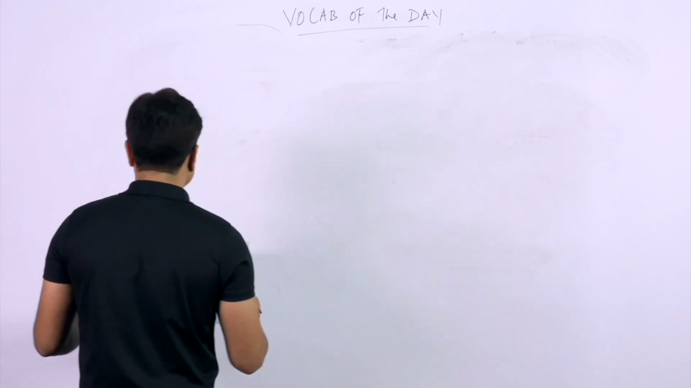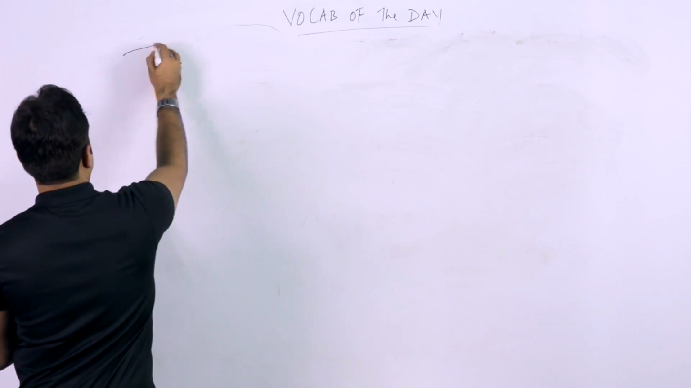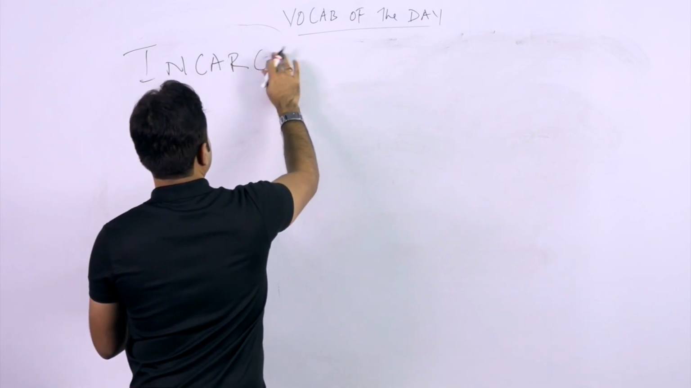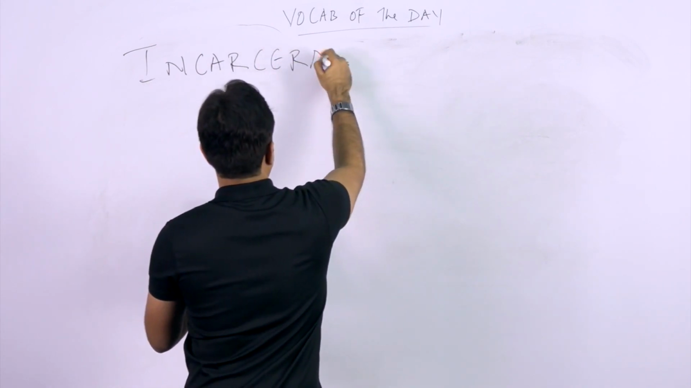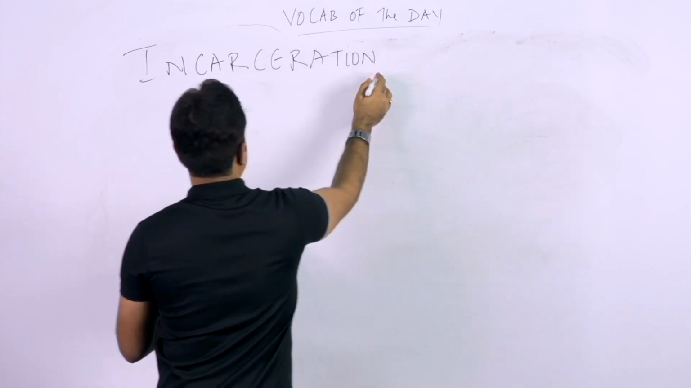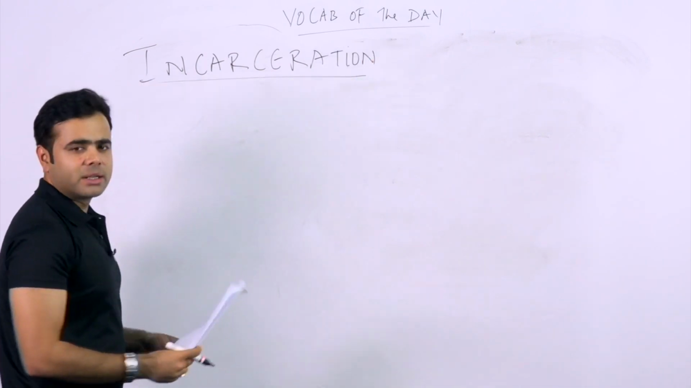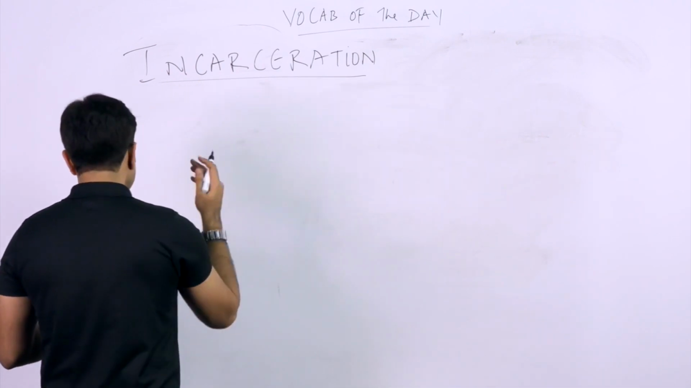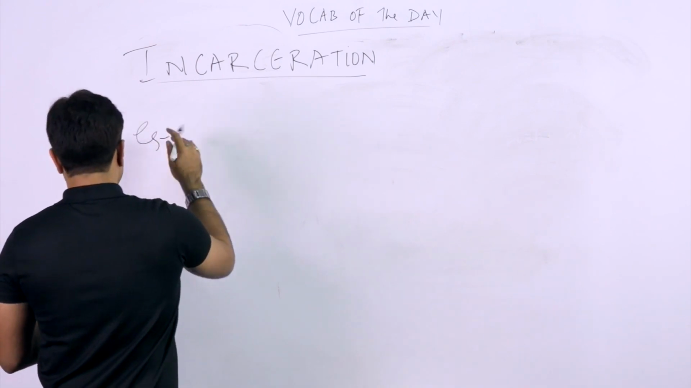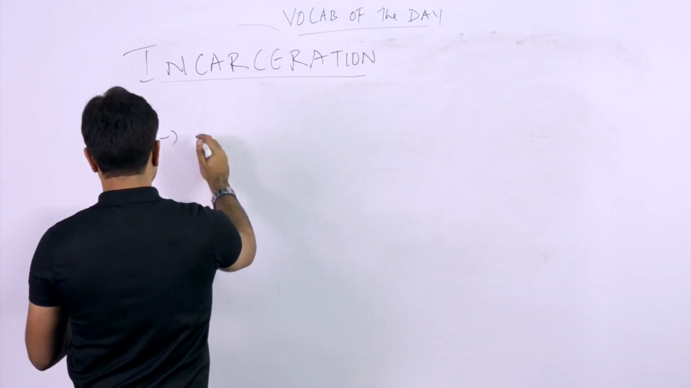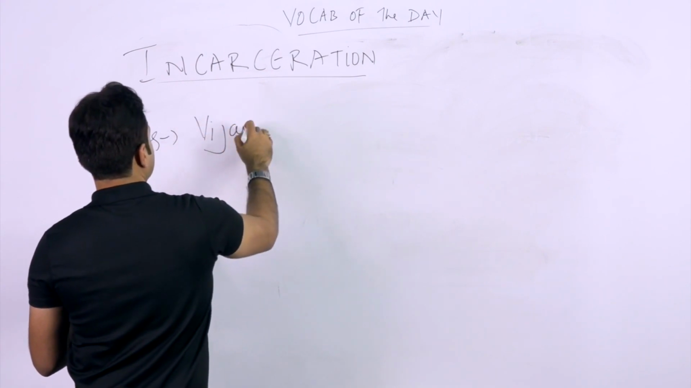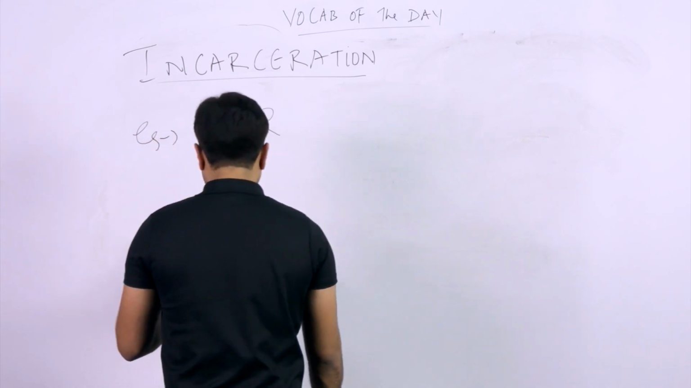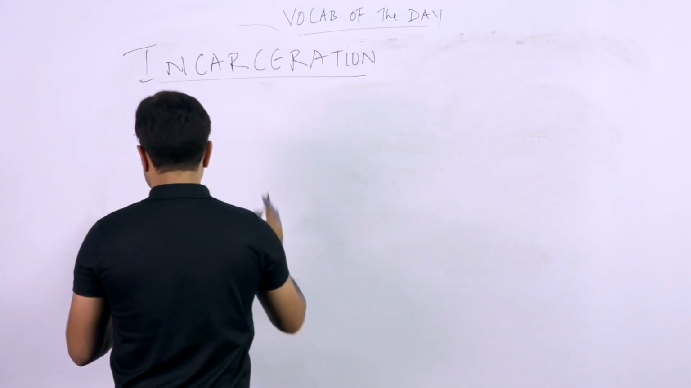So what is the next word? The word is incarceration. Incarceration. The word is incarceration. I hope you are getting the word incarceration. Now let's talk about the meaning, that is, the sentence of the word. Incarceration has been used like, now it's a very important sentence. Many students must have read this sentence already. The sentence is, I could use a different sentence rather.